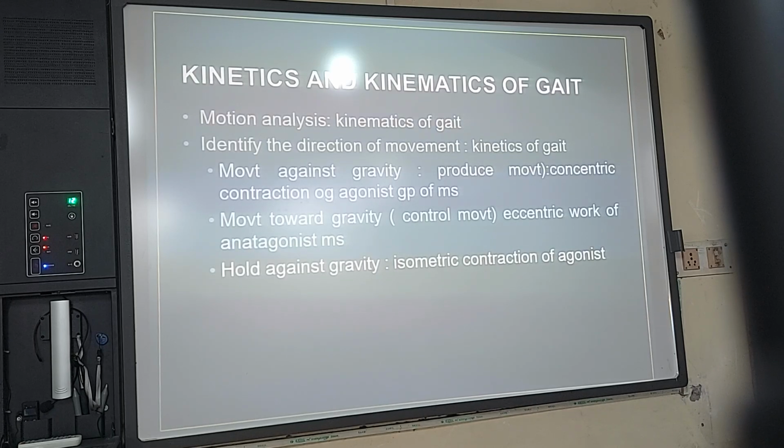Taking one example here. Now you see, in initial contact to foot flat, you see that the hip was in this position. It was 30 degree of hip flexion, 0 degree of knee, and 0 degree at ankle. Fine.